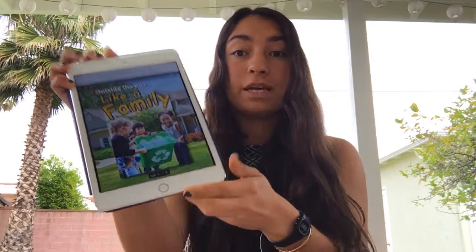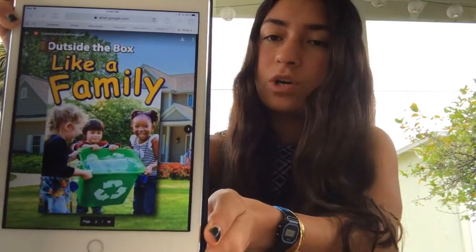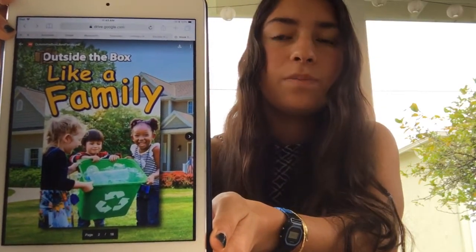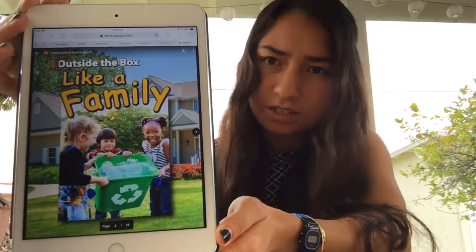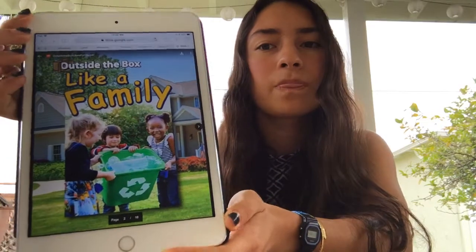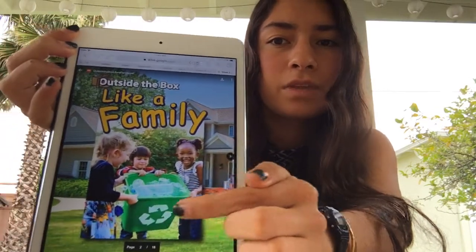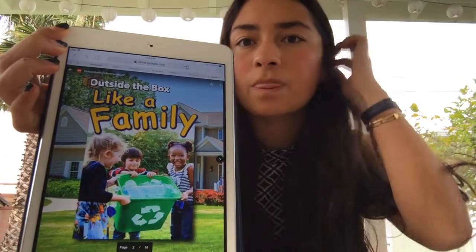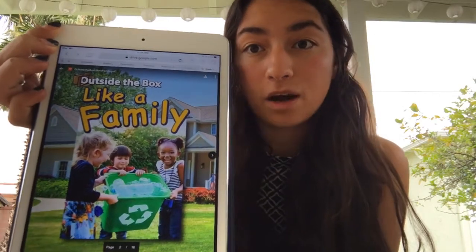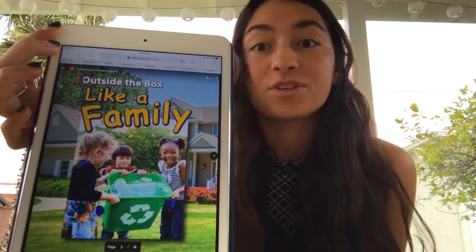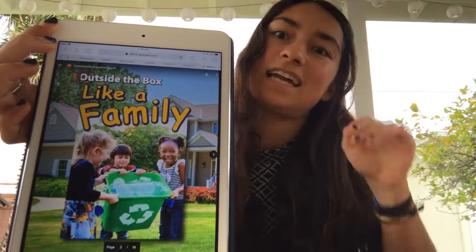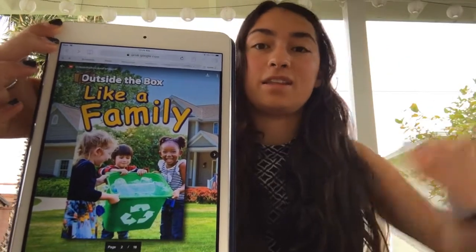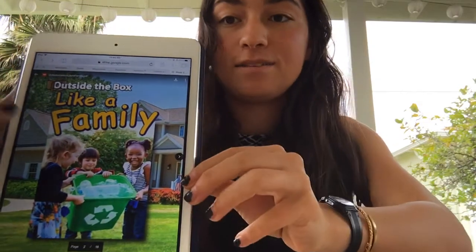So, for example, I can already ask a lot of questions from the title. Outside the box like a family. What does outside the box mean? They have a box here, and maybe they're a family. The phrase outside the box means to think differently or think creatively. Not to just think small, like inside of a box, but to think bigger than that. Think of so many ideas.